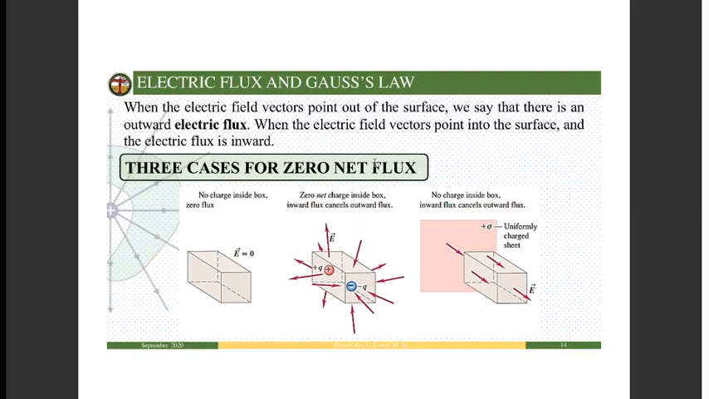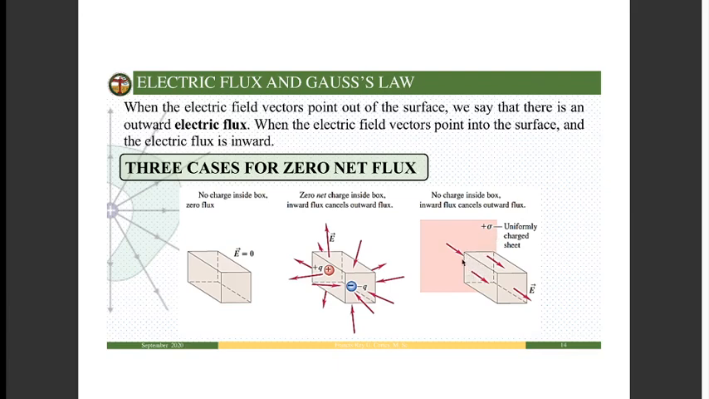The next case is where there is no charge inside the box but there is charge outside the box. Suppose we have a uniformly charged sheet with positive surface charge density sigma. Its electric field points away from the sheet, right? So the electric field lines coming from sigma enter the box.